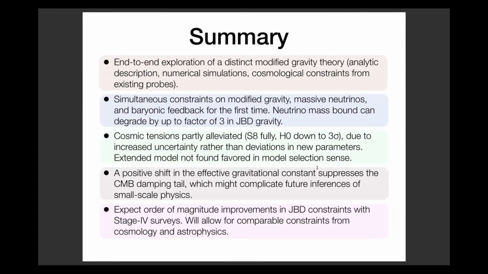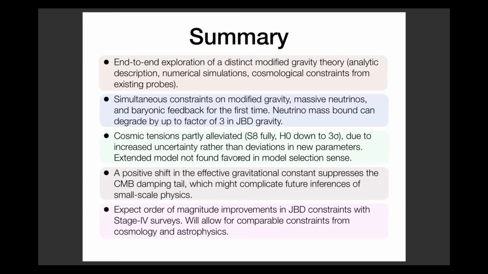So just to end here, I've considered an end-to-end exploration of a distinct modified gravity theory, both from an analytical point of view, from the point of view of numerical simulations, and then taking this to cosmological constraints from existing probes. I provided simultaneous constraints on modified gravity, massive neutrinos, and baryonic feedback for the first time. We can partly resolve cosmic tensions, but even so, this model is not favored in a model selection sense.